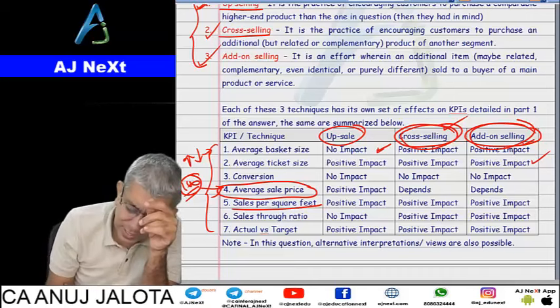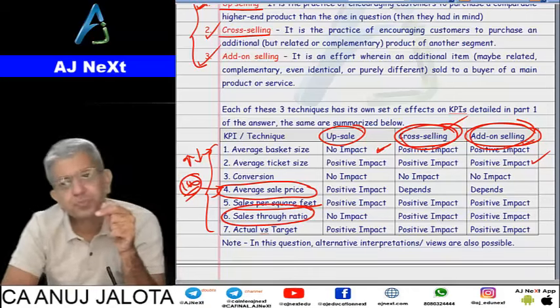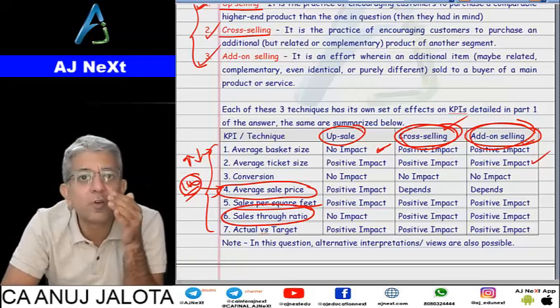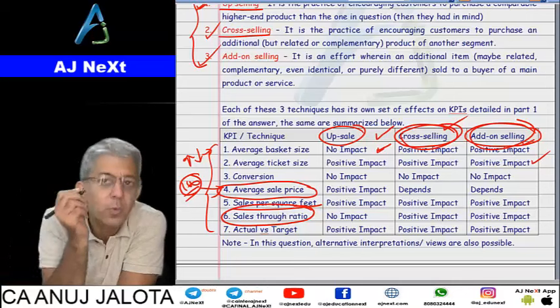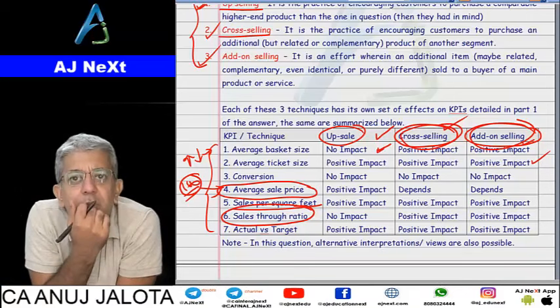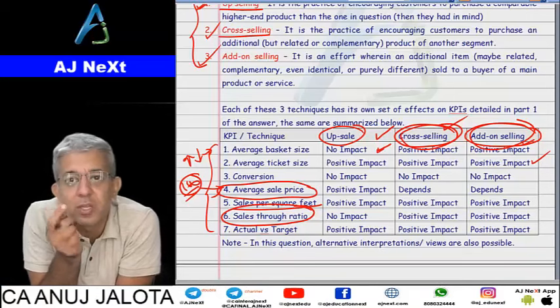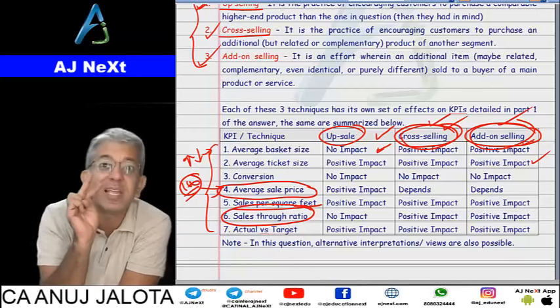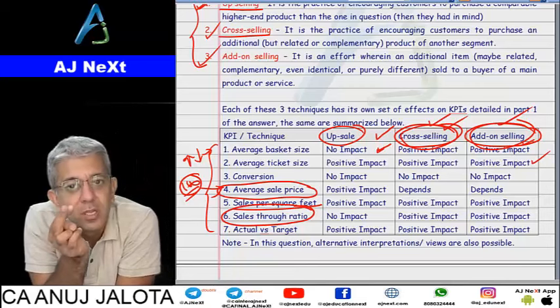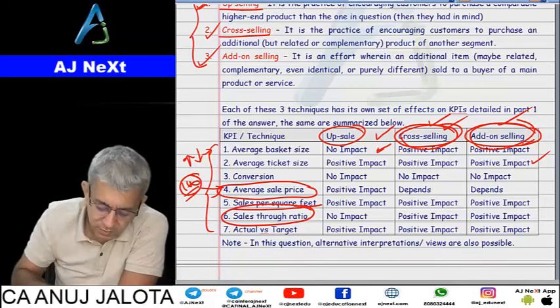Then the sales throughput ratio: out of how many units you received, how many units you are selling. See, in case of upsell there will be no impact because you are still selling one unit only, so that ratio will not change. But under cross-selling and add-on selling, you are selling two units instead of one unit, so those two will have a positive impact.